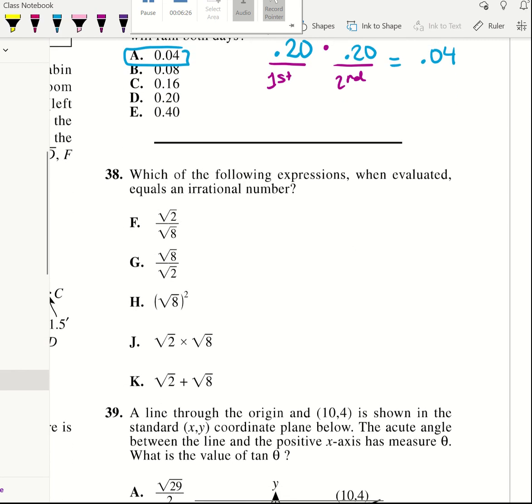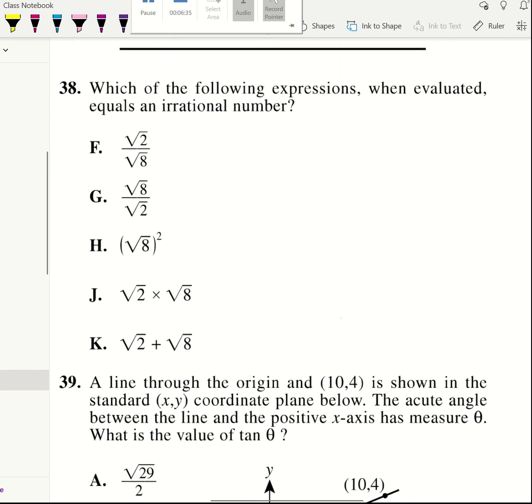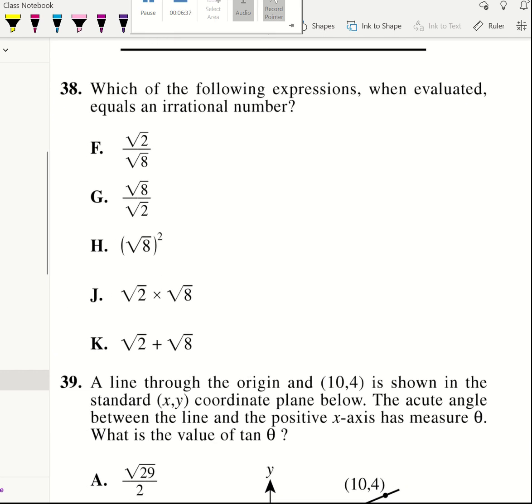Number 38, I've got these different expressions. I want to see which one would be an irrational number. So the most famous irrational number is pi. Probably the second most famous is e. But really, any square root of a non-perfect square is going to be an irrational number.